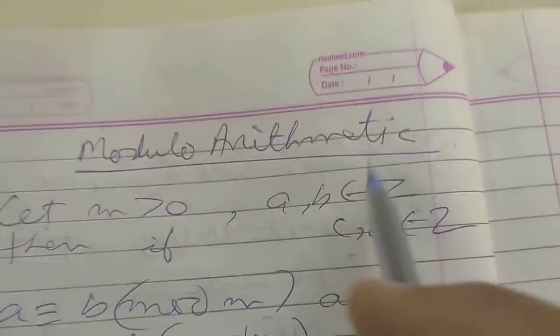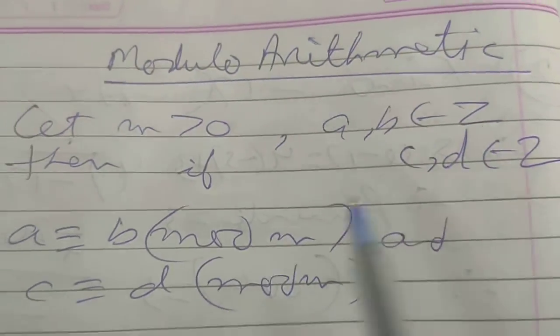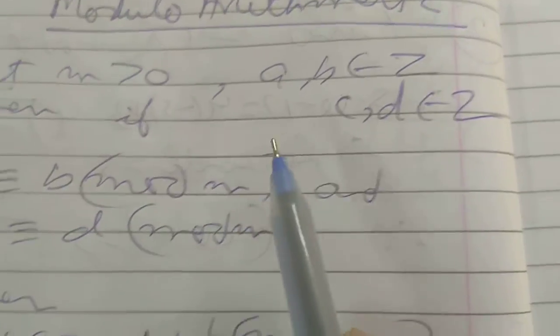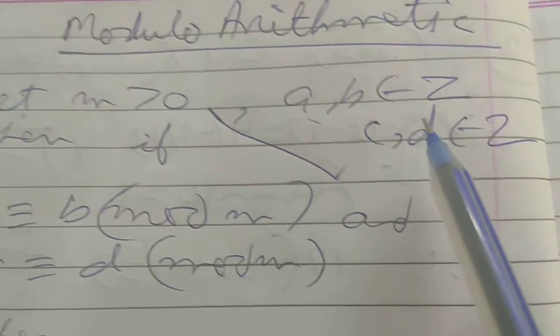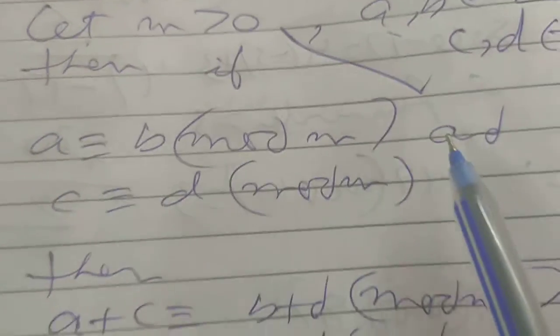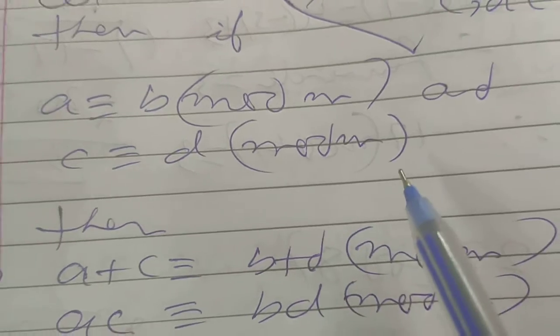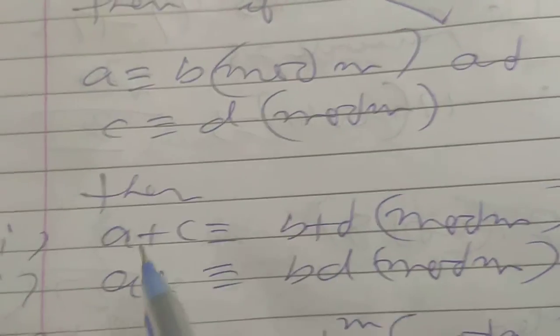Now let us see some rules regarding this one. Modulo arithmetic: let m be greater than 0 and a, b belong to Z, and c, d belong to Z. Then if a is congruent to b mod m and c is congruent to d mod m, then you can add the left side as well as the right side. So a plus c will be congruent to b plus d mod m.